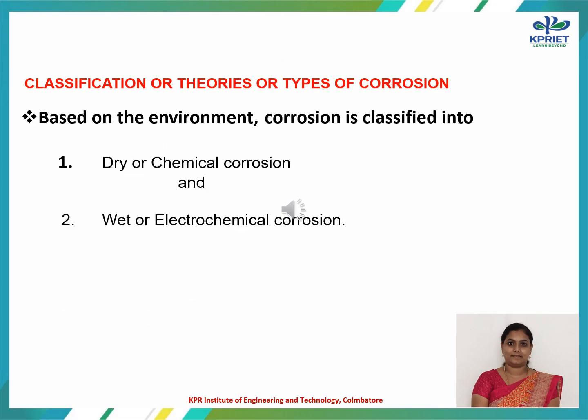In the previous video, we discussed the definition, causes and impacts of corrosion. So let's discuss the types of corrosion. Basically, corrosion is classified into two types based on the environment. The first one is dry or chemical corrosion and the second one is wet or electrochemical corrosion. So those are the two types of corrosion.